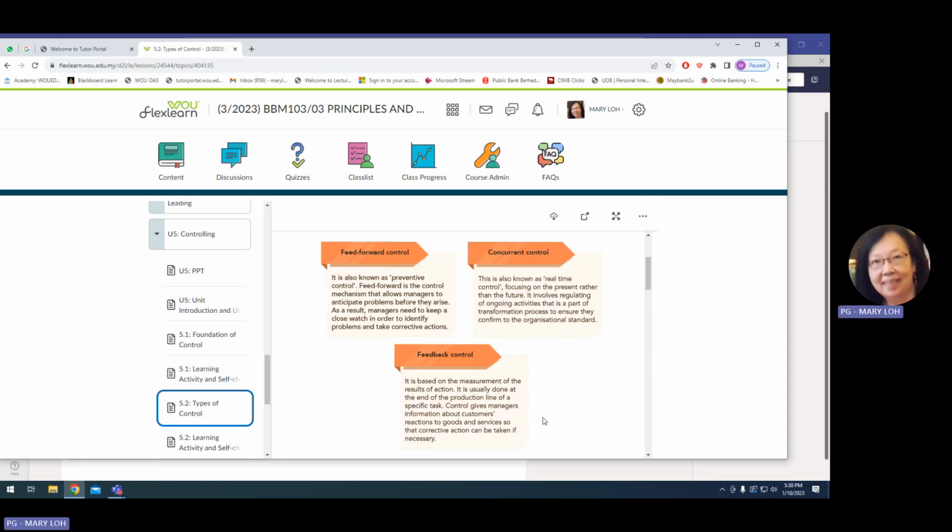Then finally, as I explained to you just now, feedback control is after something has happened. After something goes wrong, there are complaints, that means you get feedback, then only they do something. If they don't get the feedback, the management is not aware of what actually happened, and of course, since they're not aware, they won't do anything. So this is what we call reactive control. React to a situation. When something happens, they react. If nothing happens, they don't do anything. So this is reactive. Feed-forward control is proactive.